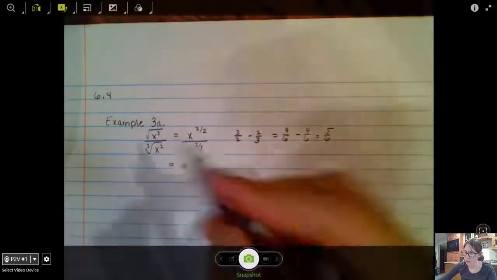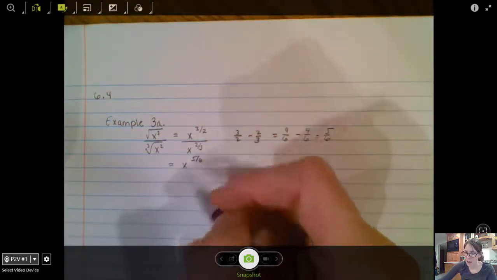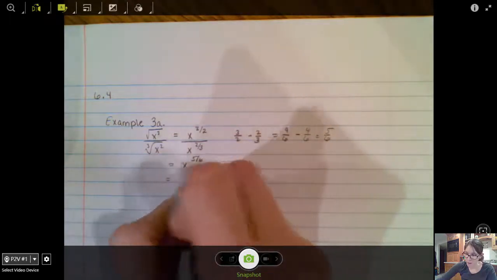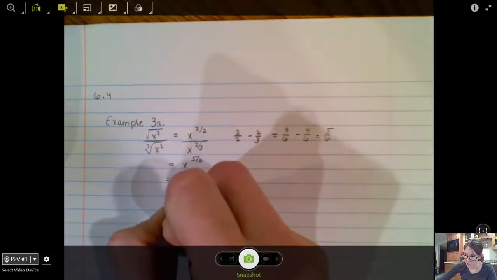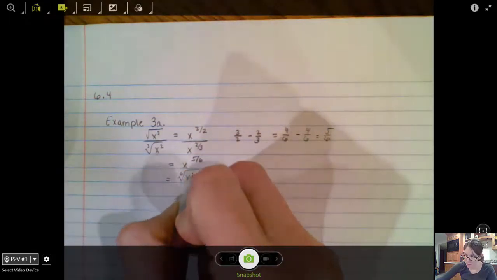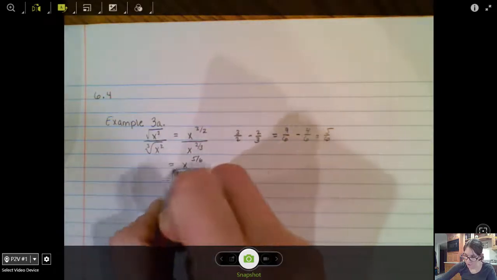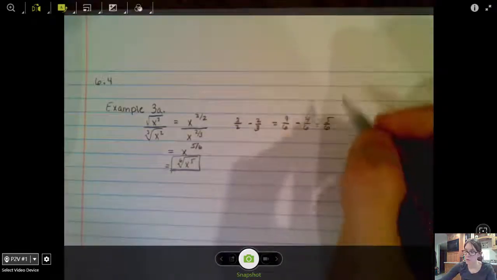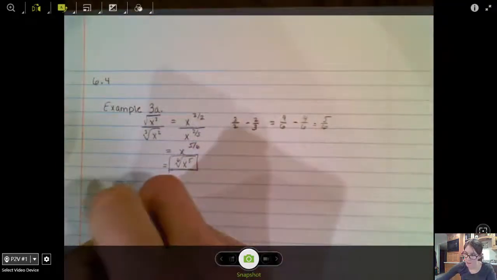And in general, we don't like having a rational exponent in our final answer. We're better off writing this back in radical form. The denominator is our root, the 6th root of x to the 5th power is my final answer. So in general, here are some rules for simplifying.